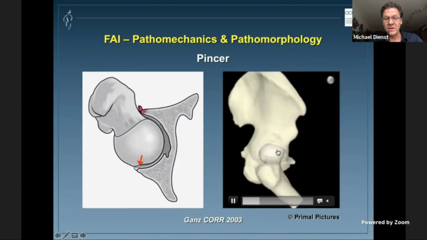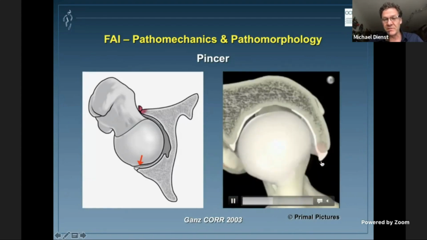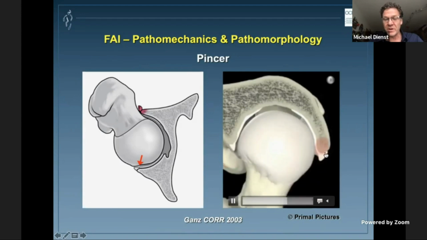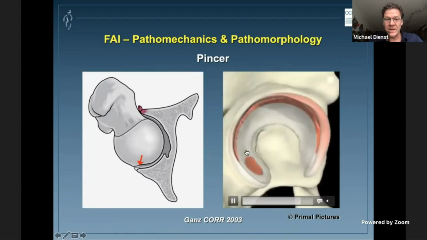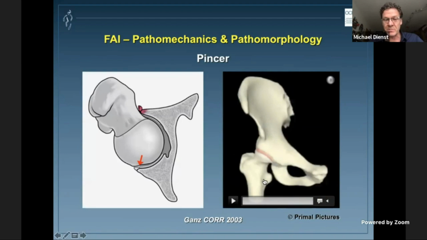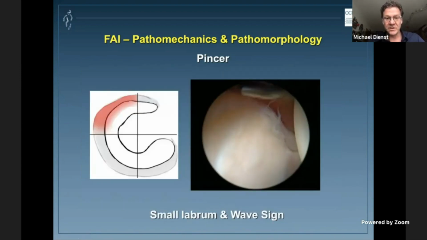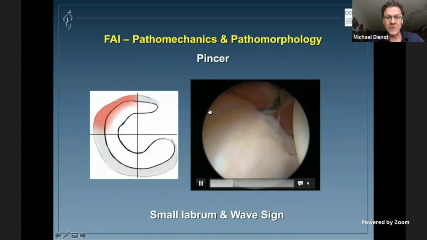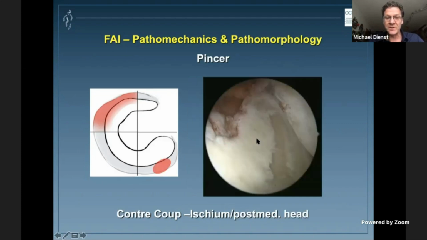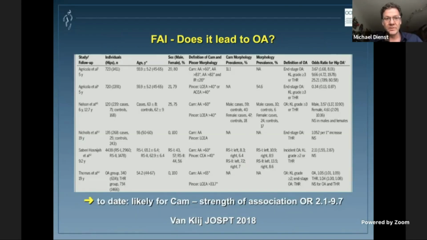On the pincer side, because of the overhang, the labrum is pushed against the femoral neck. So the primary location of damage here is the labrum. And in the end, we also get cartilage damage at the posteromedial contour of the socket. Here you see the typical arthroscopic picture. The labrum is very small. We have a positive wave sign, so the adjacent cartilage is also being damaged. And this is the final stage. You see here the deep contour cartilage damage at the posteromedial ischial part of the socket.